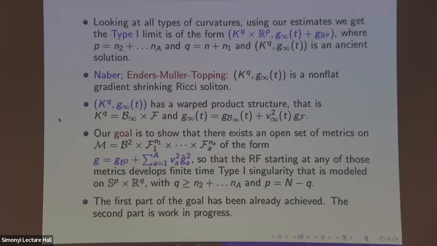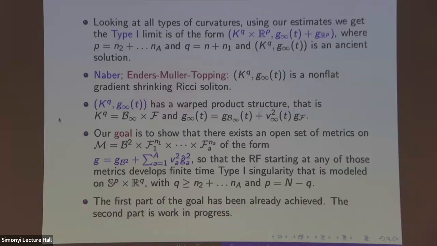By the results of Naber, Enders, Müller, and Topping, we know that this Q^k has to be a non-flat gradient shrinking Ricci soliton. You can also prove that this shrinking soliton has a warped product structure, so it's a warped product over a two-dimensional base. Now what we are lacking is the classification of those things, which is known in the case of Einstein manifolds, but not yet in the case of shrinking Ricci solitons, which are generalizations of those.